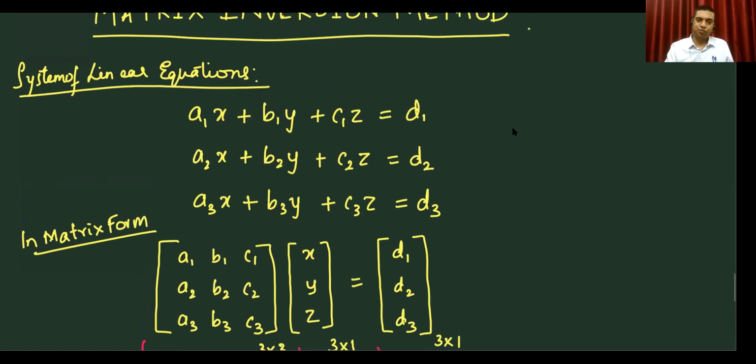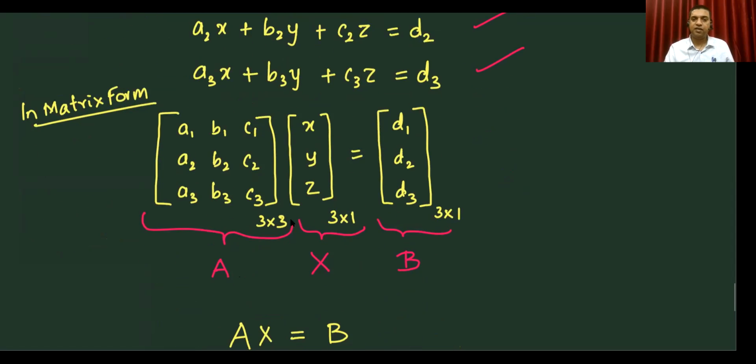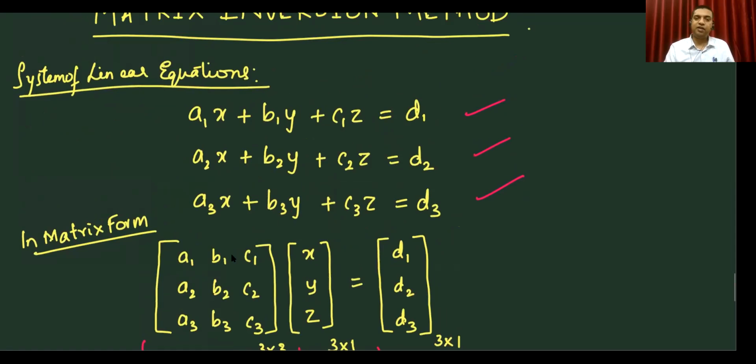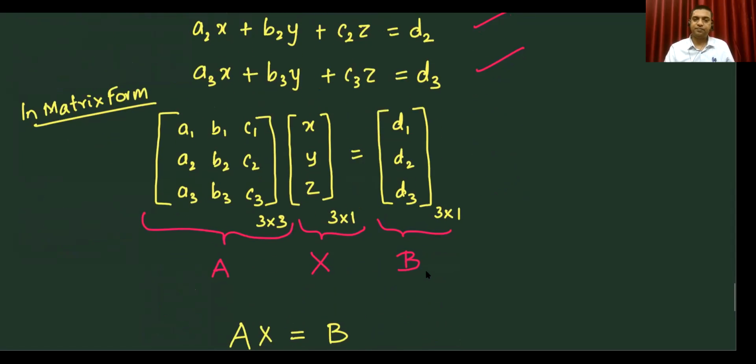Matrix methods are used primarily for solving simultaneous equations, of which matrix inversion is one of the key methods. You understood? We write in matrix form the coefficients of x, y, z multiplied by a column matrix x, y, z is equal to the constants.